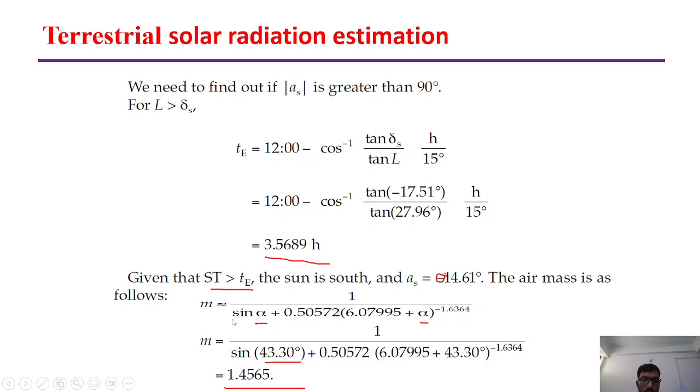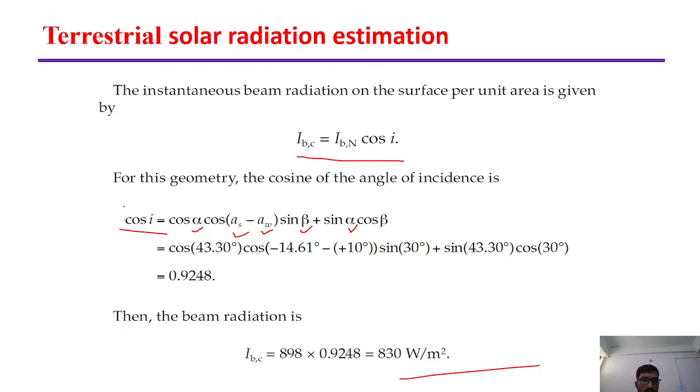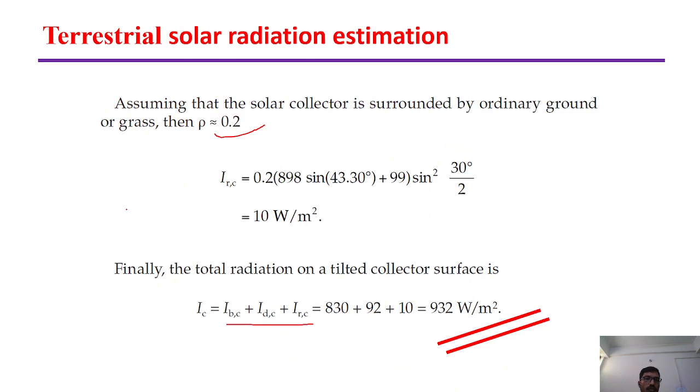Then we can calculate the air mass ratio. Air mass ratio is the solar radiation crossing through the atmosphere to the surface, divided by that if the sun would be at zenith. So these are the basics of the solar radiation calculation.